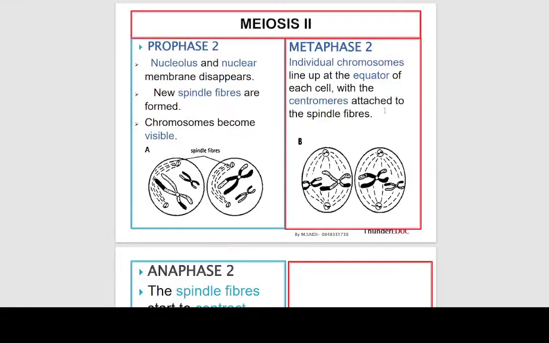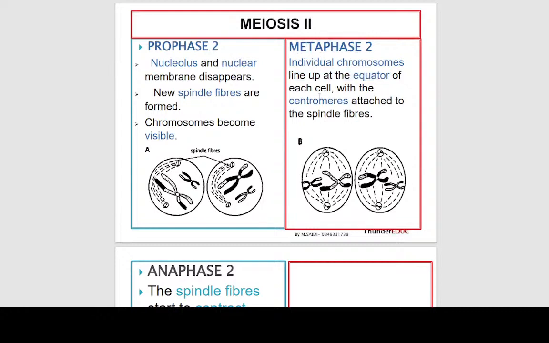Look into our booklet. Individual chromosomes line up at the equator of each cell. So individual chromosomes make it to be metaphase 2, that is meiosis 2, and then they align along the equator. This makes it to be metaphase because meta means middle.